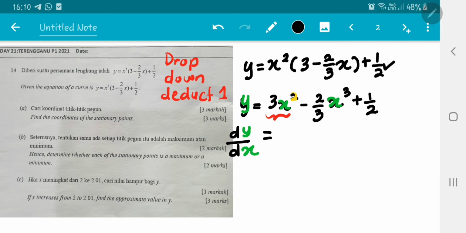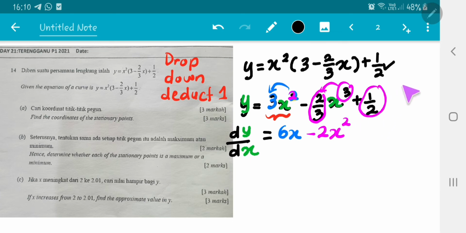Drop down, 3 times 2 become 6. Drop down, and the index there deduct by 1, so 2 minus 1, 1. Next, drop down: 3 times negative 2 over 3 become negative 2, and then the index there deduct by 1, 3 minus 1 become 2. And then differentiation of any constant, the result is 0.